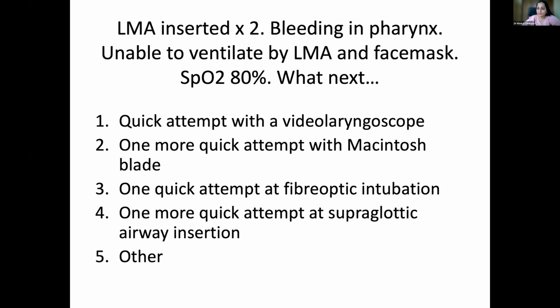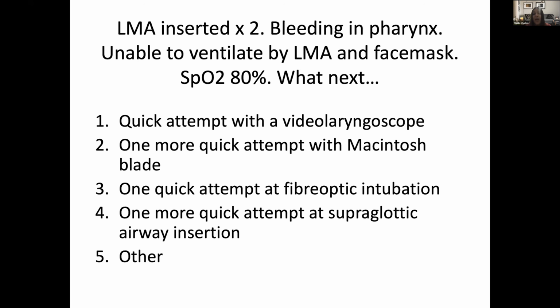So they are answering 1: one quick attempt with a video laryngoscope. Dr. Chetan has answered 5. Chetan, I want to know what your other answer is. When you say other, you have to tell me what other. Chetan has answered, front of neck. Oh, I'm disappointed. After all that I told you, give me a more specific term. It's emergency cricothyrotomy.